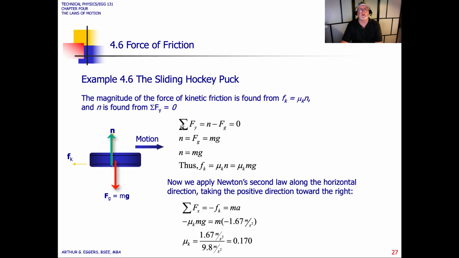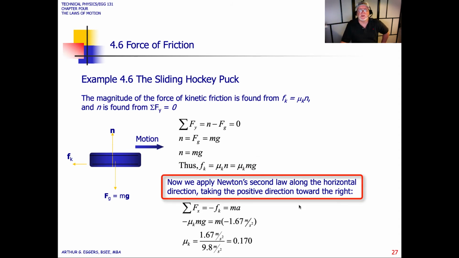So let's go ahead and sum the forces in the y direction. We've got N positive minus F sub G negative, and we're going to set it equal to 0 because there's no motion in the y direction, so it's in equilibrium. So solving for the normal, N is equal to F sub G, which is equal to mg. N then is equal to mg. So thus, F sub k is equal to mu k N is equal to mu k mg. That's as far as we can go. So we need to look at something different.